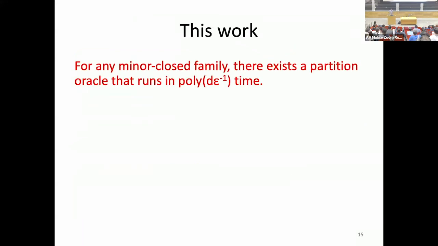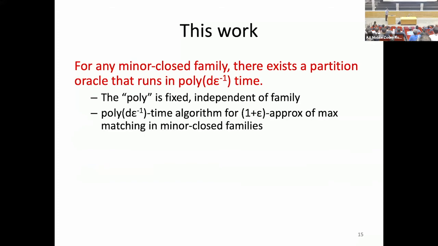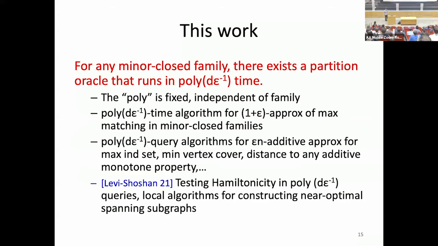And this work is yes: for any minor closed family, there exists a partition oracle where the queries run in polynomial in d over epsilon. This polynomial is actually fixed, independent of the family. So it's a fixed constant like 3,000, or 3 million maybe, but they're all constants. Naturally, this gives a host of algorithms for many different things. I won't read all of it, but essentially there are applications to many approximation algorithms for minor closed families.